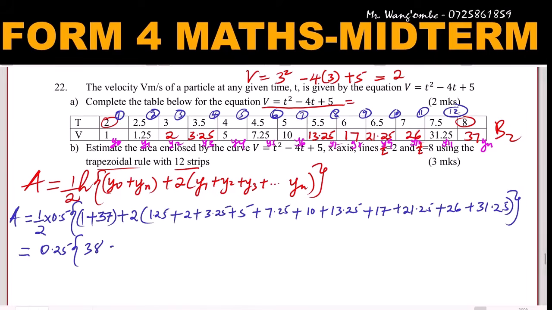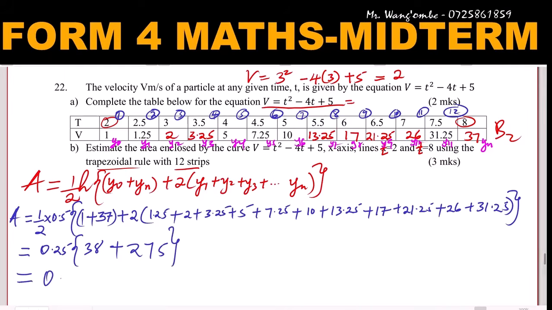Then add everything else that is there. So you just put this in the calculator, get the sum and multiply. So 2 into brackets, then get the sum. Just using your calculator, press 2 and then open the brackets, then add everything there, 1.25 plus 2 plus 3.25, all the way up to that 31.25. And that one will give, if we do it correctly, 275. That is what you get.